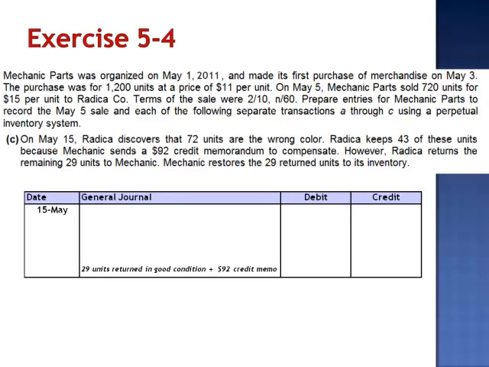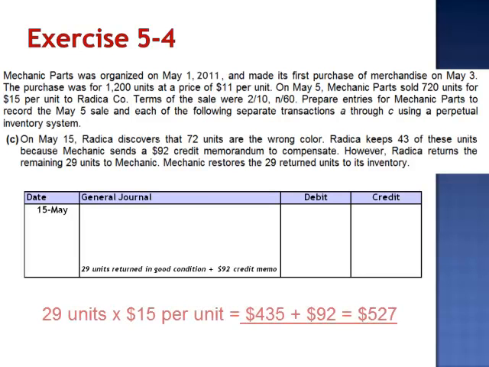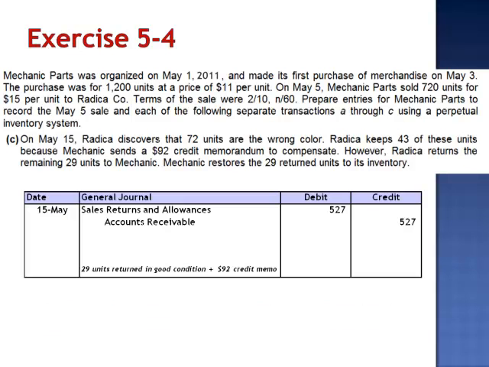In order to make them happy, we need to issue a $92 credit memorandum, and we need to also credit back the entire cost of 29 units. Debit sales returns and allowances for a total of $527. 29 units multiplied by $15 per unit plus the 92 equals $527. And we credit accounts receivable.